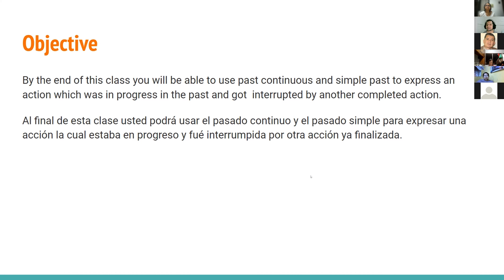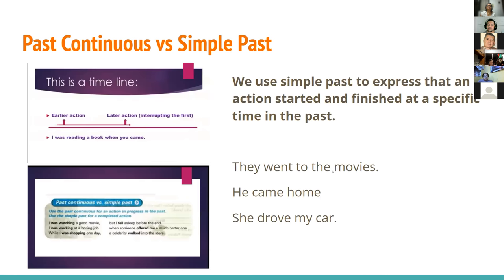So it's like telling a story, right? Es como cuando contamos algo. Yo iba y de repente pasó esto, ¿verdad? Entonces, para eso usamos los dos tiempos. Para eso los vamos a combinar. If you already studied the platform, you already checked this. Si ya estudiaron la plataforma, creo que esto ya lo vieron.